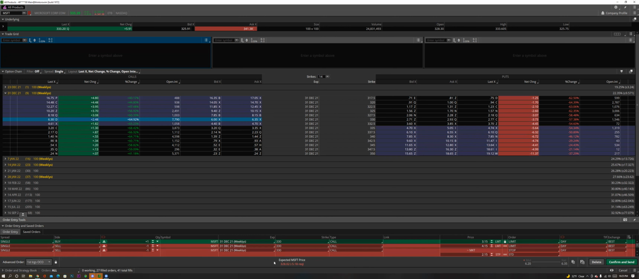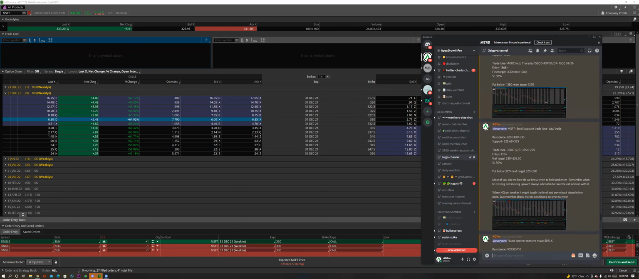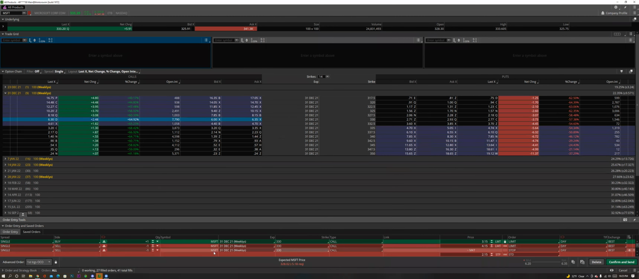So let's say it hit, right? Now, as per the algo channel, it says the first target is 330, okay? So this is the sell right here. Sell when the price is 330.